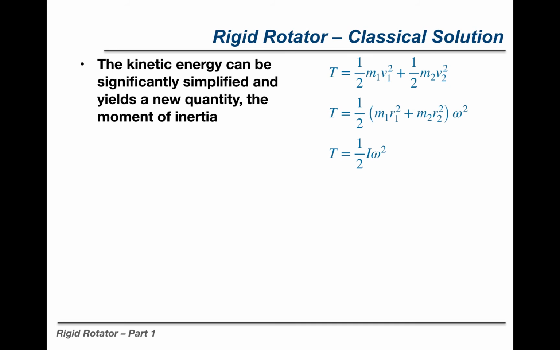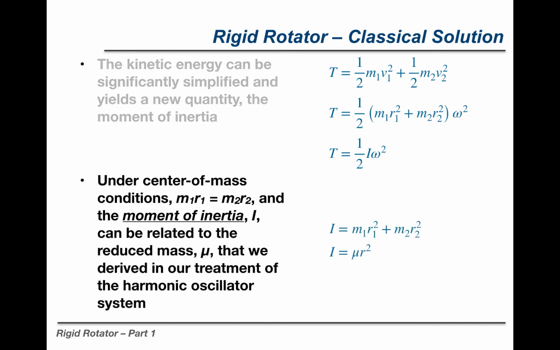Now, as it turns out, m1 r1 squared plus m2 r2 squared has a special name. It's another quantity that we use when we describe rotating systems, and it's known as the moment of inertia, usually denoted by the letter I. And so you can see in the last equation here, the kinetic energy can be rewritten as 1/2 I omega squared.